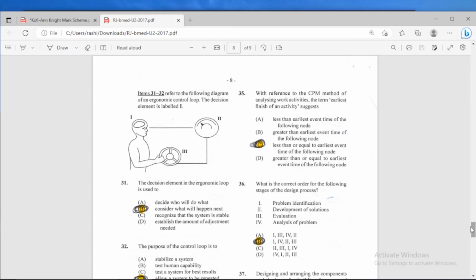So if you have two things that are happening one after the other, so you have activity A and then activity B, and those are along the critical path, it would mean that one has to happen before the next. So for B, what that means is that it says less than or equal to the earliest event time of the following node. So when A ends, for B to start would have to be less than or equal to the earliest event time for activity B.